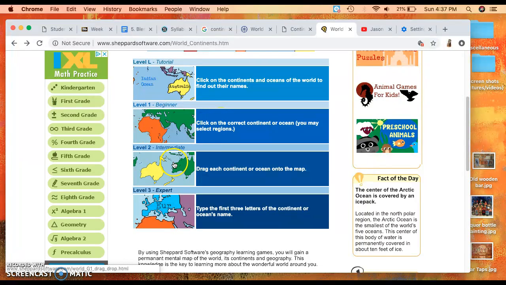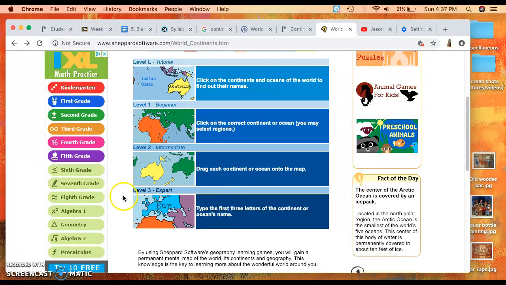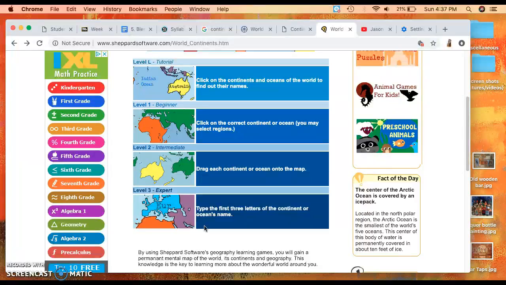You need to do for homework a level 2 and level 3. And when you get done with level 3, I want you to screenshot it, a full, complete, 100% correct level 3. Make sure you upload that to Schoology. Everything will be there for you.